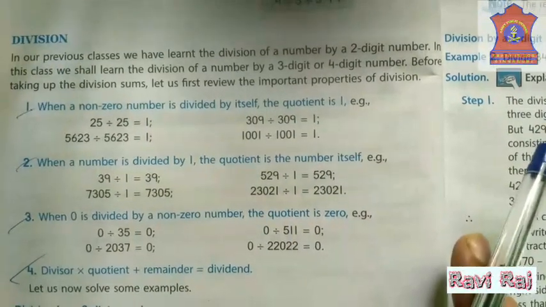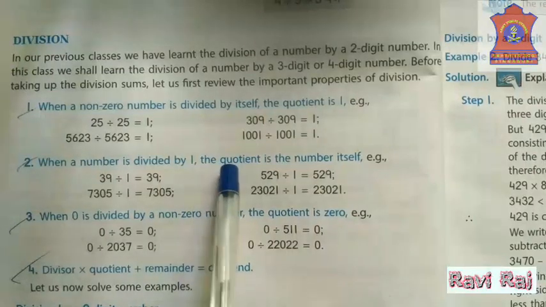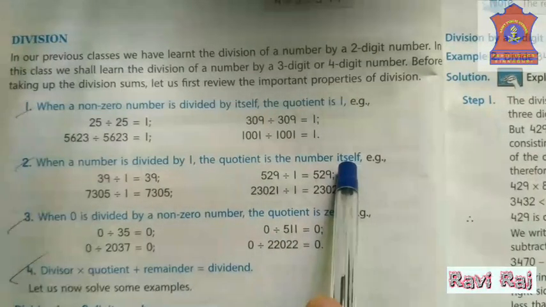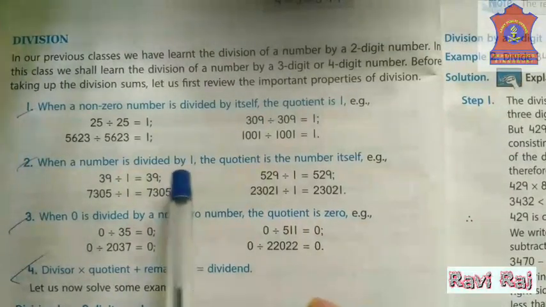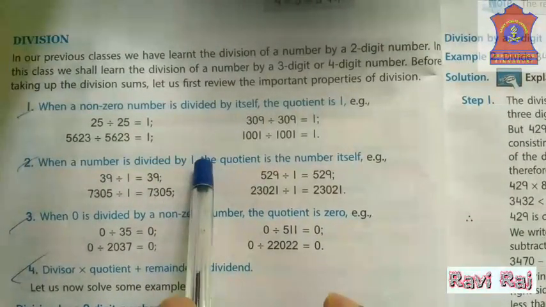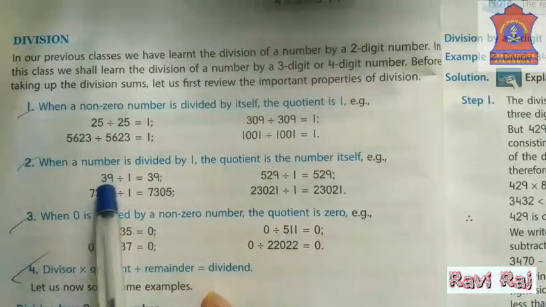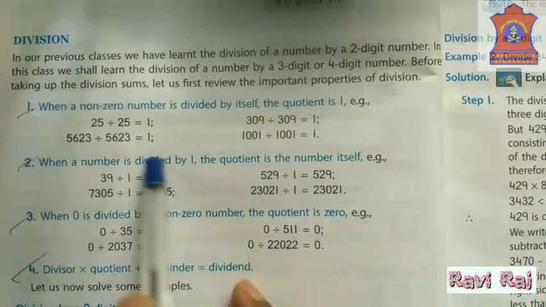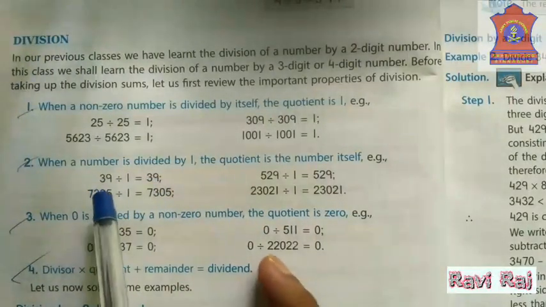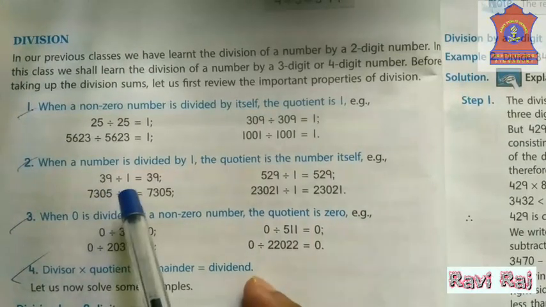Second property: when any number is divided by 1, the quotient is the number itself. That is, 39 divided by 1, the quotient is 39 only. Similarly, 5 divided by 1, the quotient is 5 only. 10 divided by 1, the quotient is 10 only.